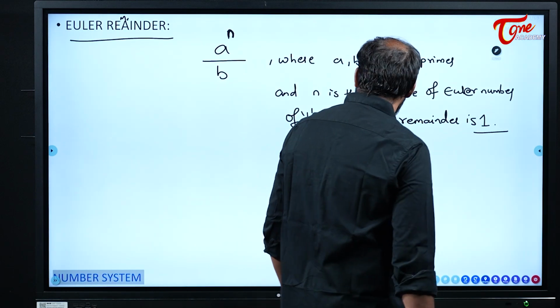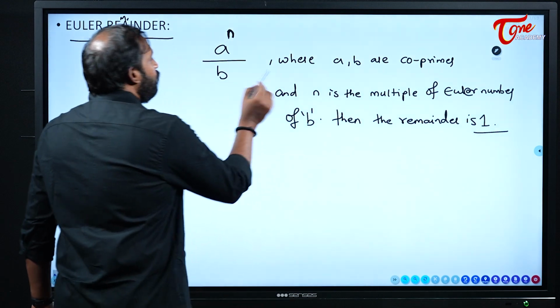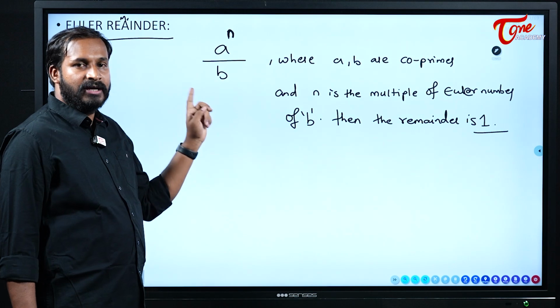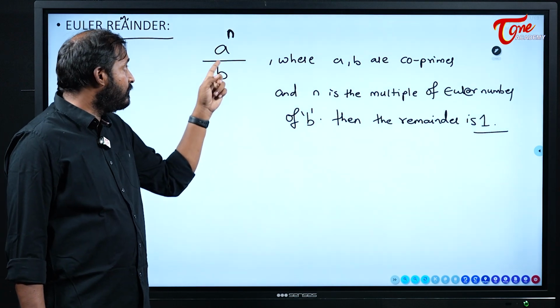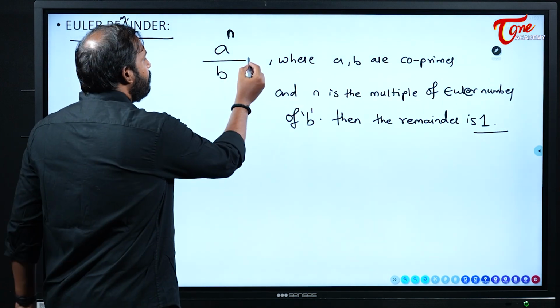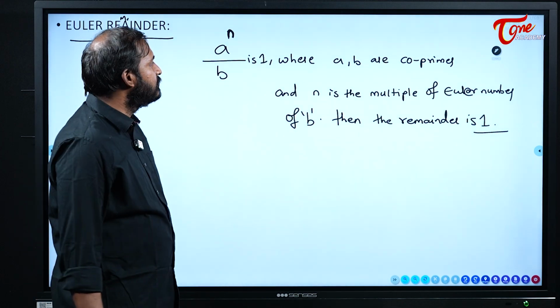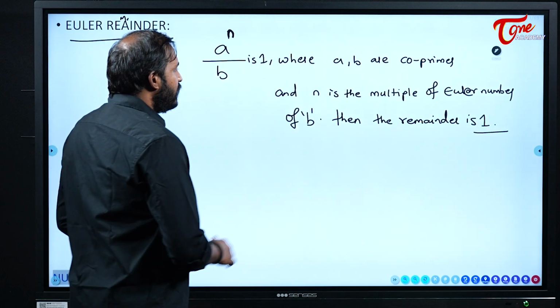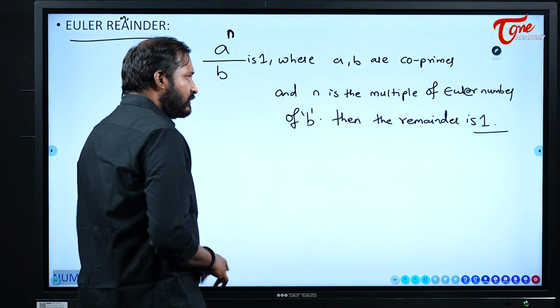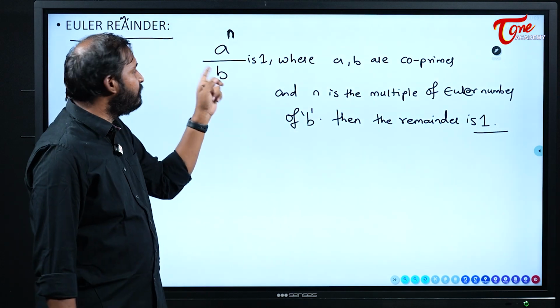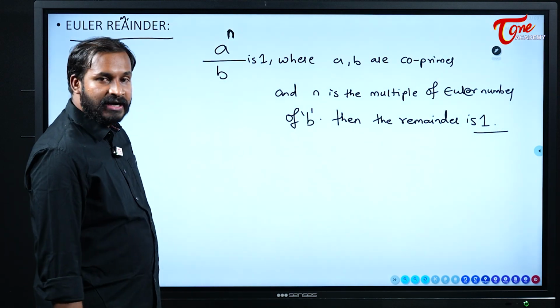Now, we will come to our concept. What is Euler's remainder? The remainder for a power n by b is 1, where a, b are co-primes, and n is a multiple of the Euler number of b. N should be a multiple of the Euler number of b, then the remainder is 1.